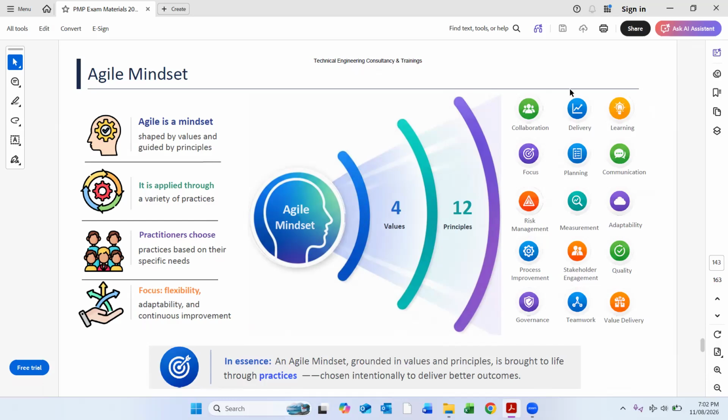And these are the 12 principles: collaboration, delivery, learning, focus, planning, communication, risk management, measurement, adaptability, process improvement, stakeholder engagement, quality, governance, teamwork, and value delivery. So, in essence, an agile mindset grounded in values and principles is brought to life through practices chosen intentionally to deliver better outcomes.